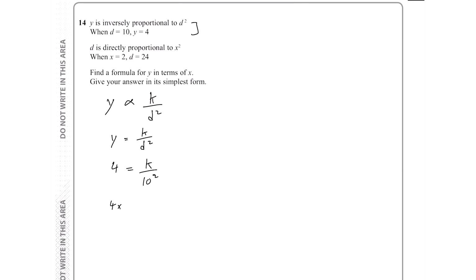Well, 4 times 10 squared is equal to k. So we now know k is equal to 400, which means I can write this as y is equal to 400 over d squared. So let me just draw a line down the middle. Now we can focus on this one here.